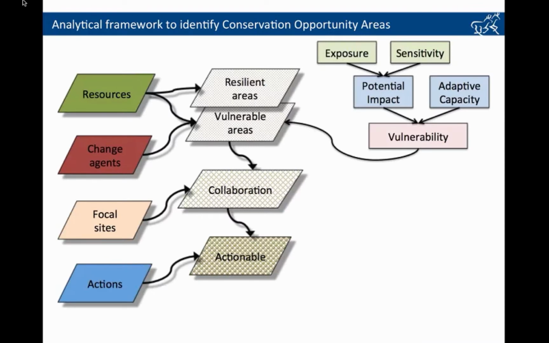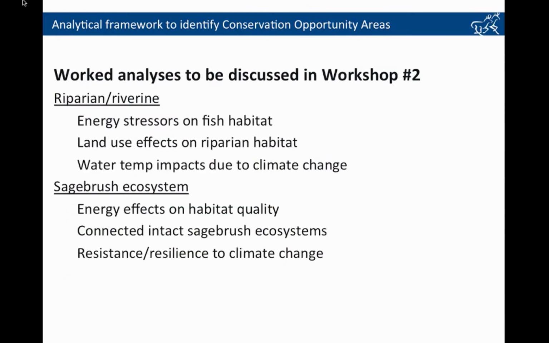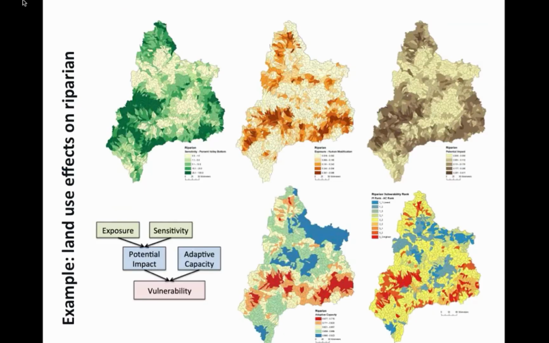Just real quickly, we're going to talk about this analytical framework where we talk about various resources and conservation opportunities. We'll be putting that in a vulnerability framework. We have a number of worked analyses to be discussed, and these break into general riverine riparian processes and also generally for sagebrush ecosystem. And for each of these, we'll be talking about it.